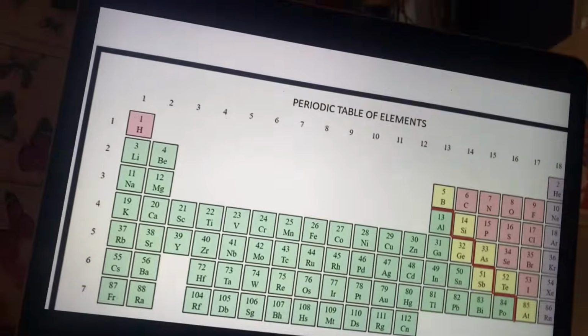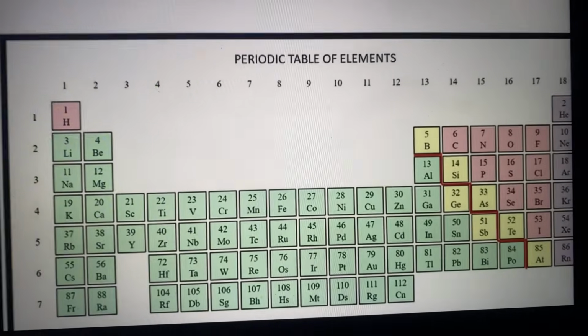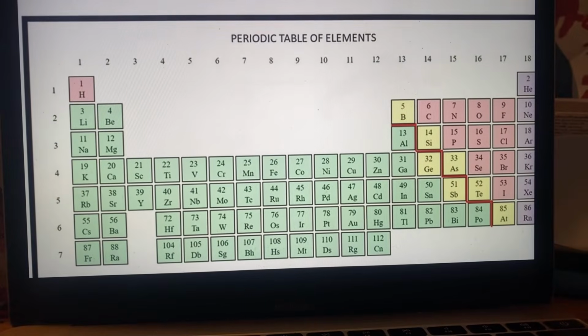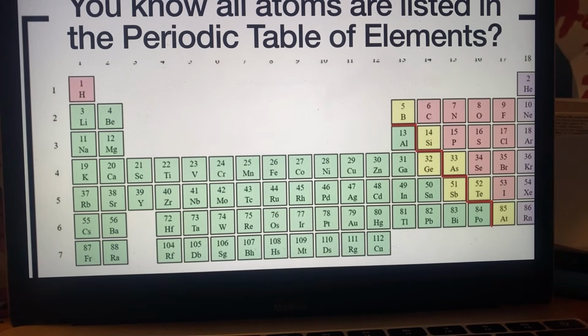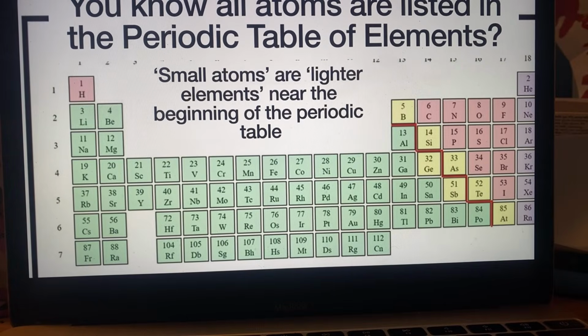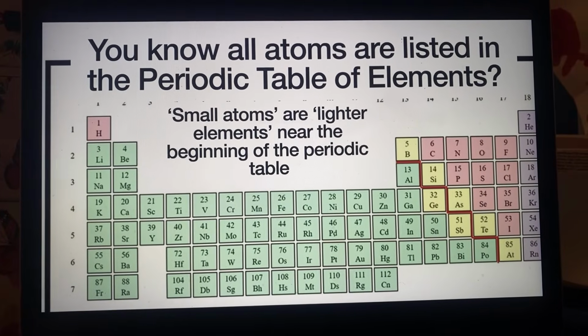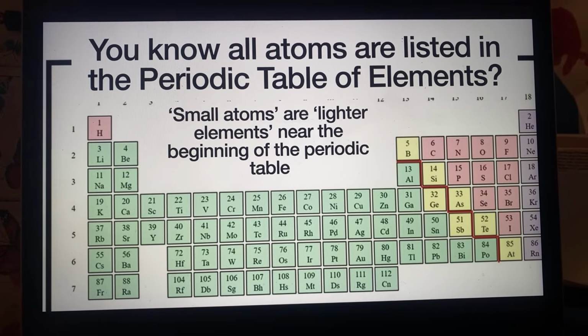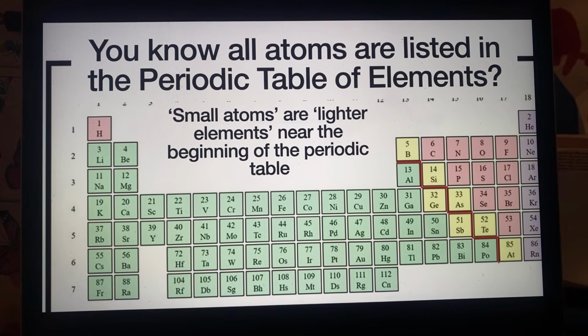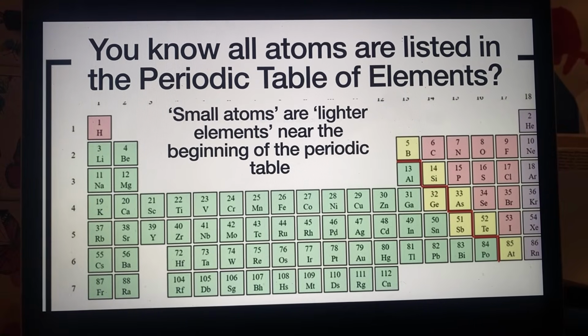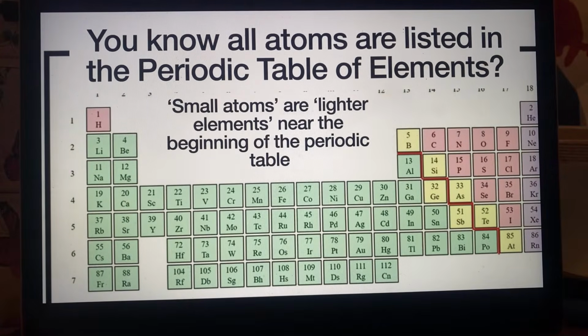So the periodic table is a list of all of the atoms that exist, from the very small, light ones up here. So when I say element, an element is something that is only made out of one kind of atom. So if something's only made out of hydrogen atoms, then it's an element, yeah? If it's only made out of oxygen atoms, then it's an element. So this is a list of all of the elements, okay? We will learn more about this later.